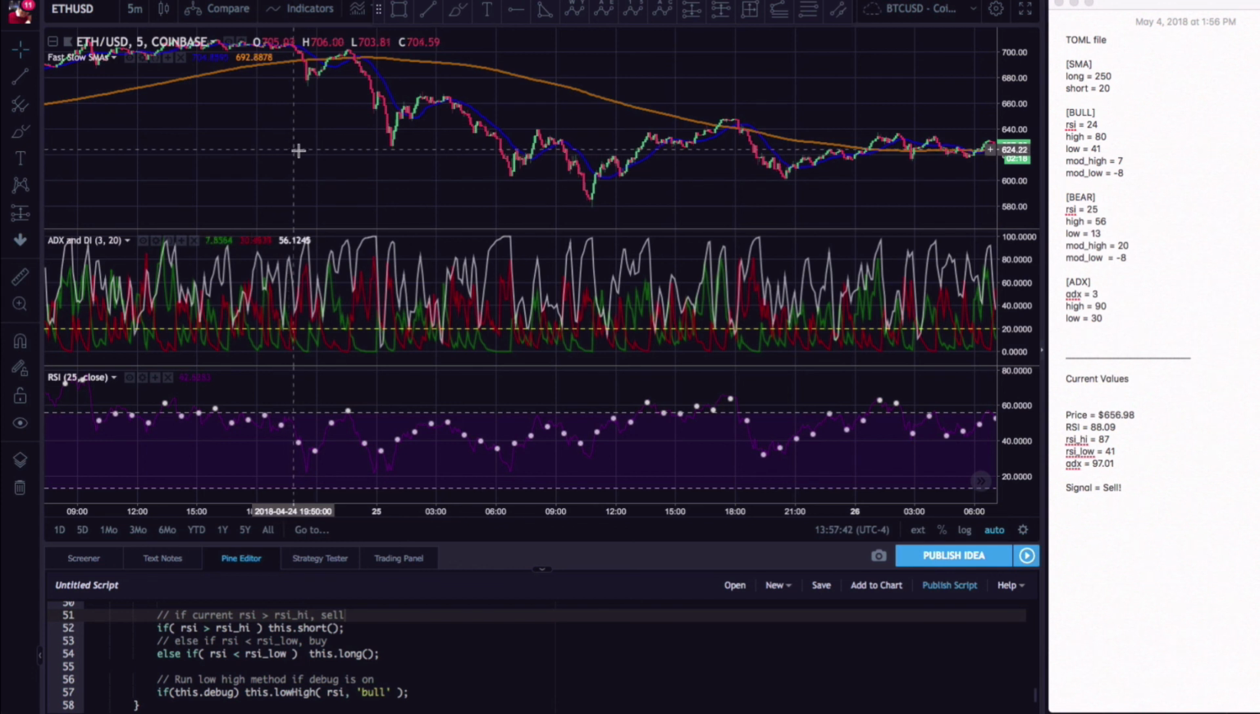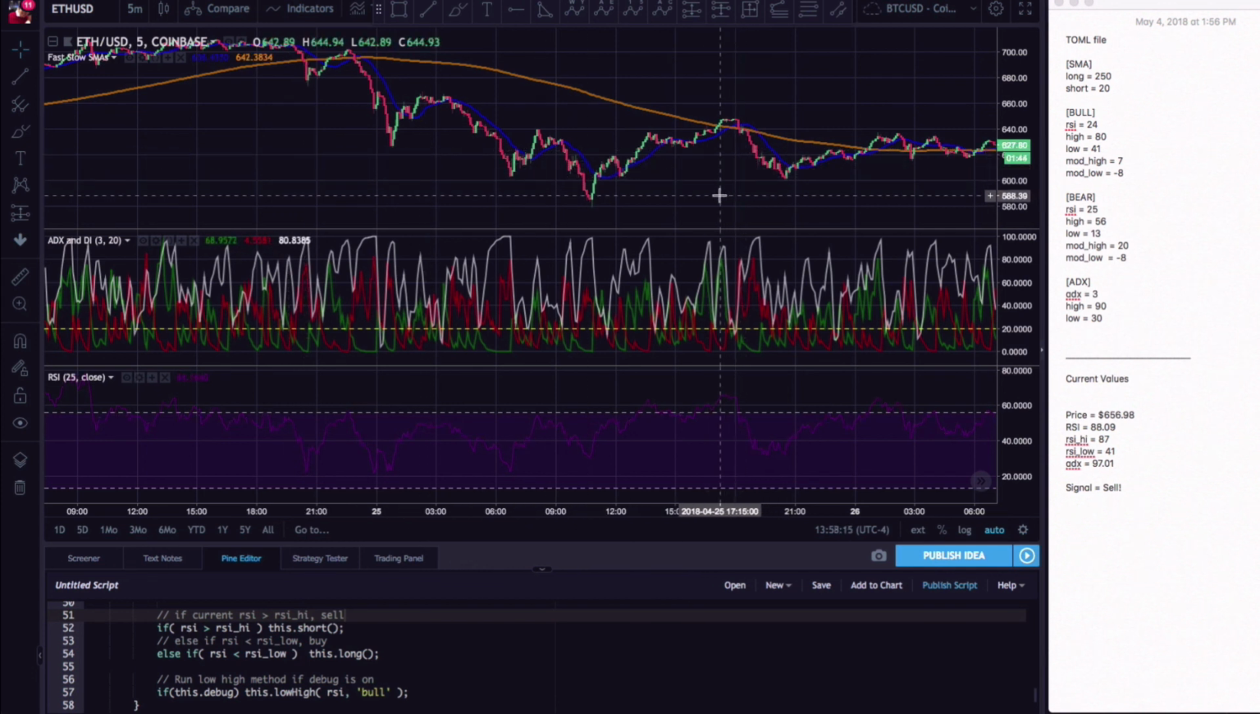So when's it gonna sell it? So the next time you sell it, it's actually over here. So this is at 66. Is it gonna guarantee to sell? It might or might not. It depends, because again, the ADX is very high. It's at 91. And you can mod the RSI high for the bull from 56, and you can add 20. So it's gonna be 76.